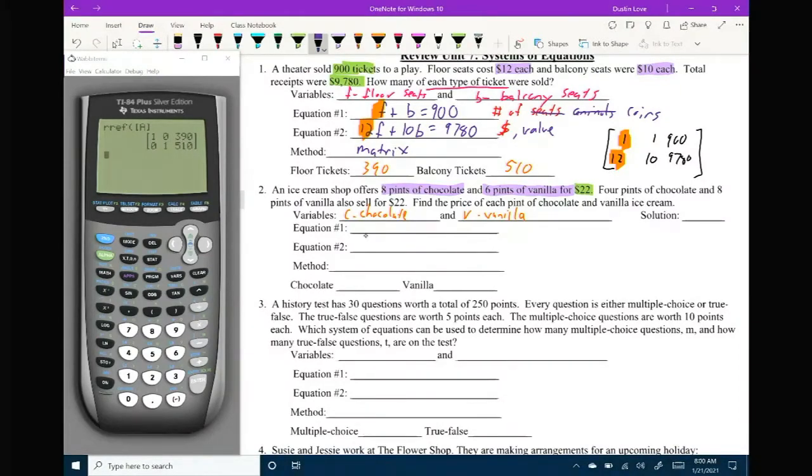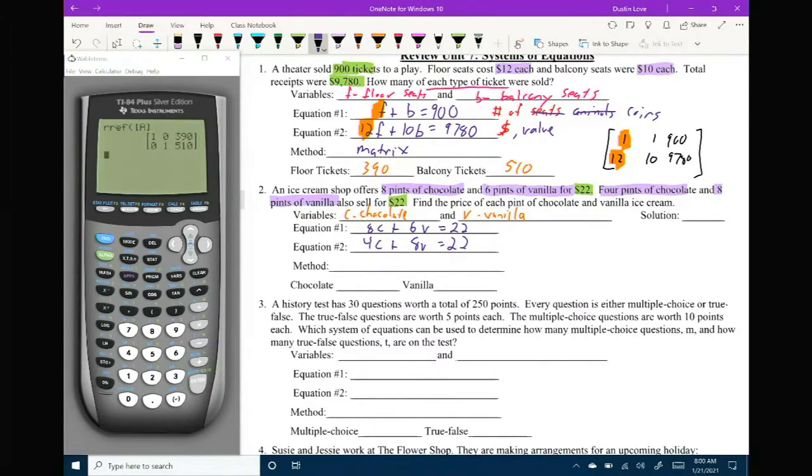I'm going to have 8C plus 6V equals 22. Now, 4 pints of chocolate, again, that's going to be a rate, and then 8 pints of vanilla, another rate, sells for $22 as well. So let's go ahead and write that one in. 4 pints of chocolate, so 4C plus 8V also equals 22.